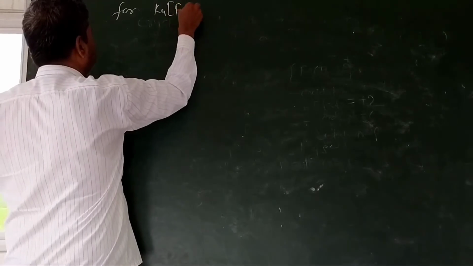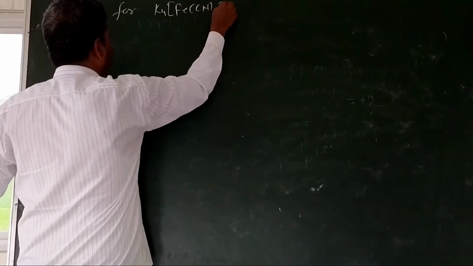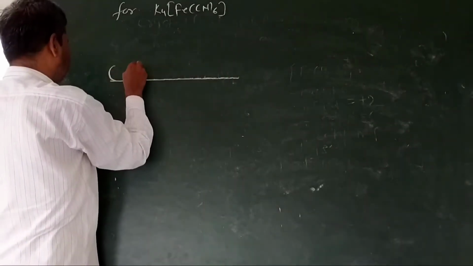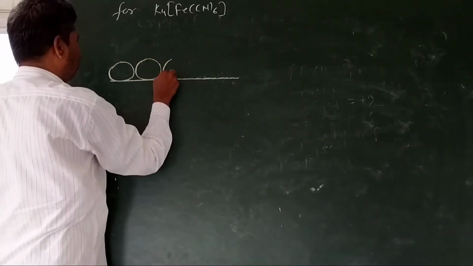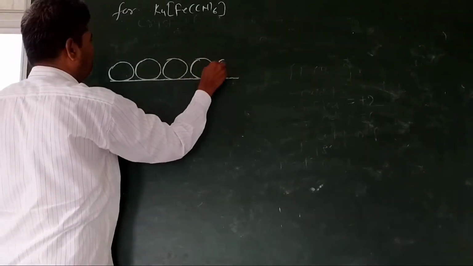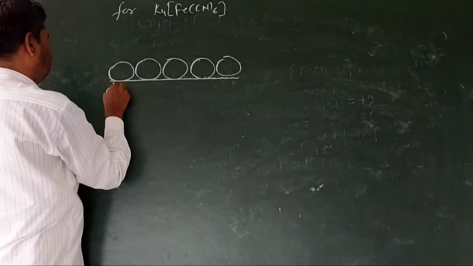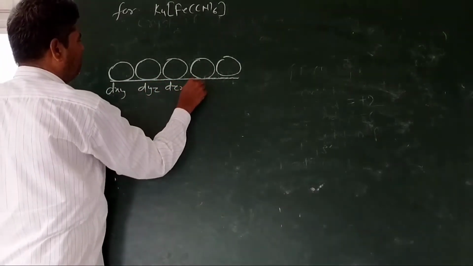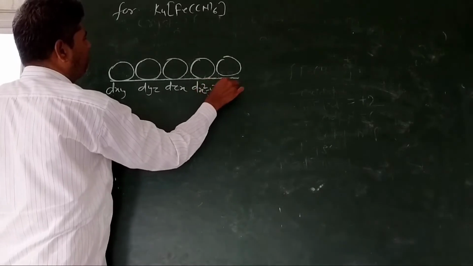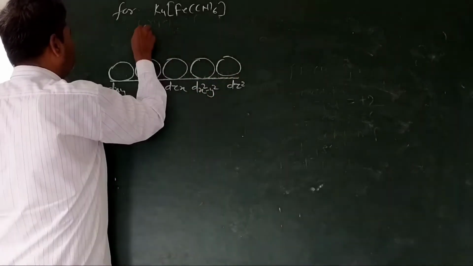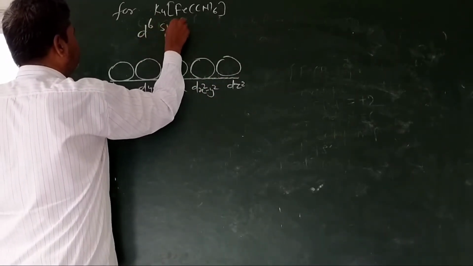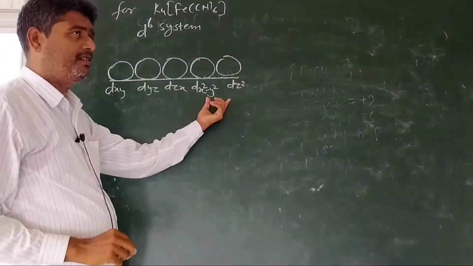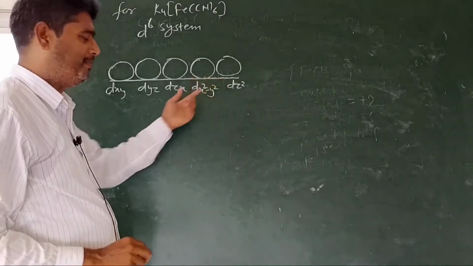K4[Fe(CN)6]. dxy, dyz, dzx, dx square minus y square, dz square. D6 system. The axial orbitals acquire a high energy level, the EG state.